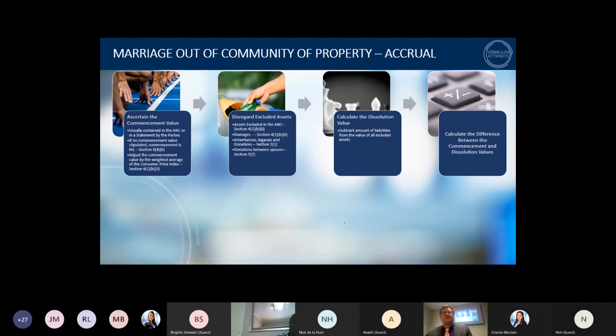disregard your excluded assets. Then you calculate the dissolution value. What your commencement value is in the ANC, or it's null. Your dissolution value you get from your client. Give me your assets, give me your liabilities with supporting documents. Total asset value minus total liability value equals net asset value. Then you take your net asset value at dissolution and subtract your adjusted commencement value. And that is your accrual.